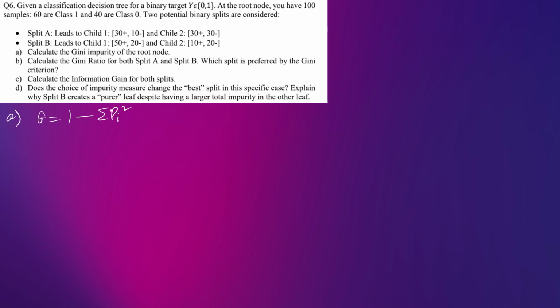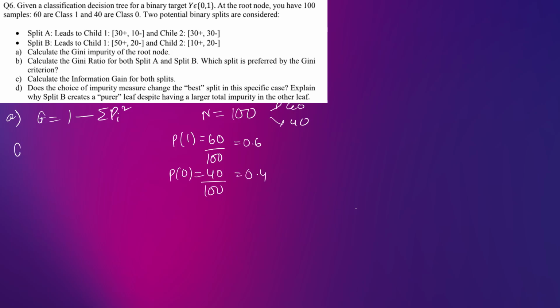For the root node, we are given that N is equal to 100, class 1 is 60 and class 0 is 40. So let's calculate P of 1. This will be 60 upon 100, 0.6. P of 0 will be 40 upon 100, 0.4. So the value of G comes out to be 1 minus (0.6 whole square plus 0.4 whole square), 1 minus (0.36 plus 0.16). This will be 0.48. This will be G of root.